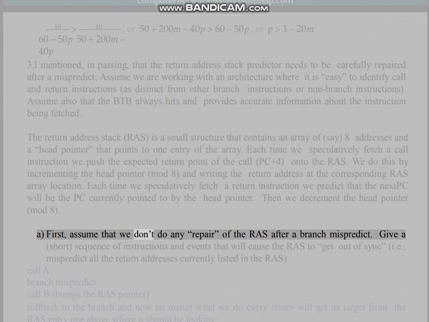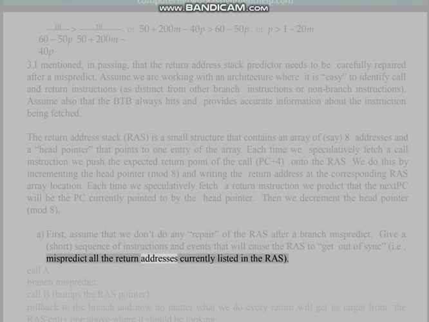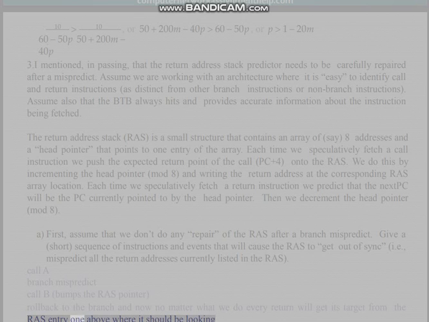First, assume that we don't do any repair of the RAS after a branch mispredict. Give a short sequence of instructions and events that will cause the RAS to get out of sync, i.e., mispredict all the return addresses currently listed in the RAS. Call, a branch mispredict, call B bumps the RAS pointer, roll back to the branch, and now no matter what we do, every return will get its target from the RAS entry 1 above where it should be looking.